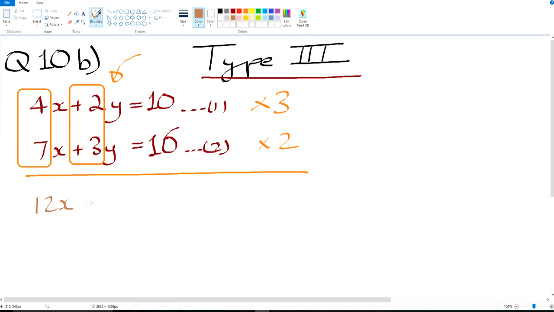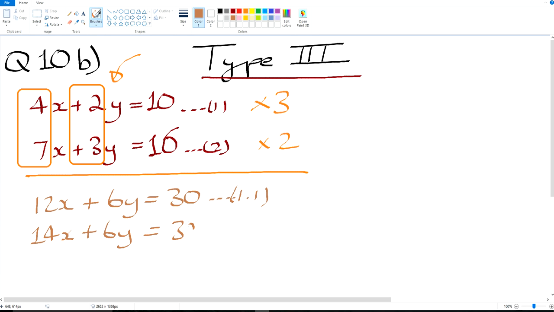Okay. So 4x times by 3 will give us 12x. Plus 2y times by 3 will give us plus 6y. And 10 times by 3 will give us 30. That's our new equation 1.1. The bottom equation has to be times by 2. So we have 14x, and we have 3 times by 2, that will give you plus 6y, and 16 times by 2 will give you 32. And we call this equation 2.1.